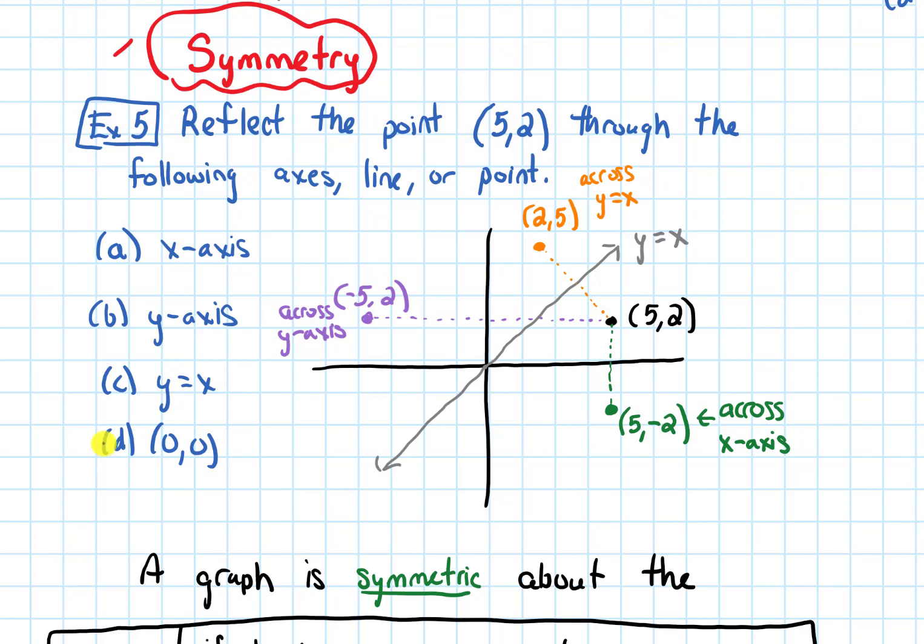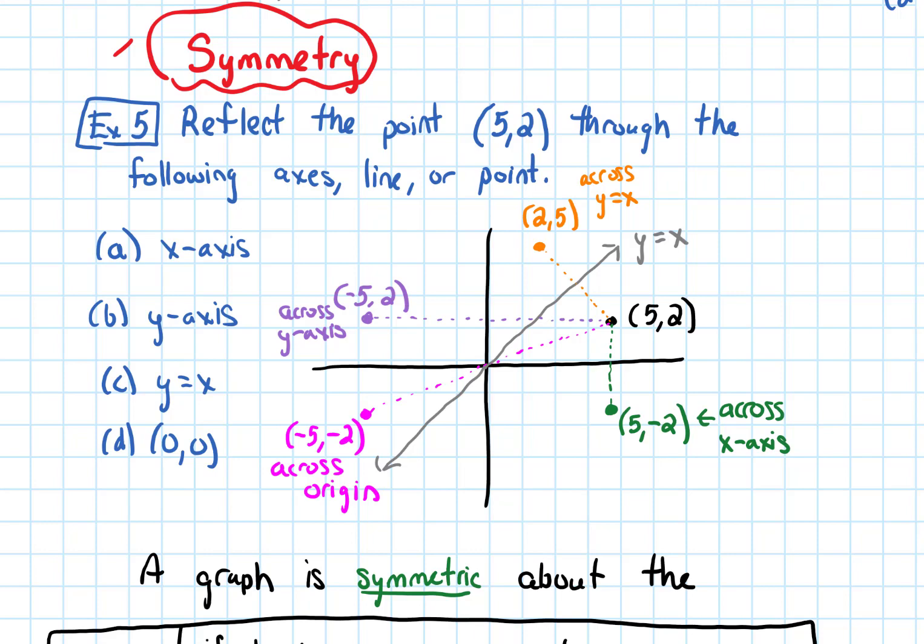And then finally in part D, it says now reflect it through (0, 0), the origin. So let's draw the mirror image of our point through the origin. Through the origin, I get to the origin, and then the mirror image across the origin down here. Now I switch the x and the y coordinate signs. I get (-5, -2). And that is across the origin. Okay, and those are all of my reflections.